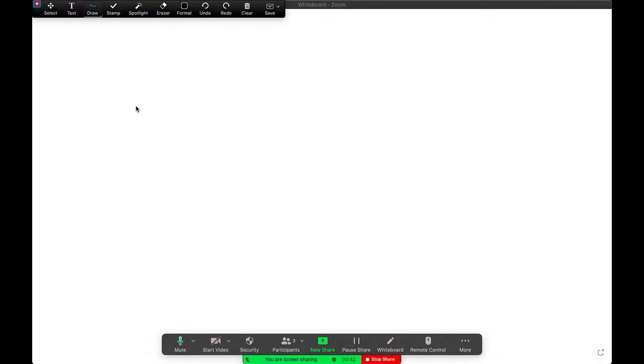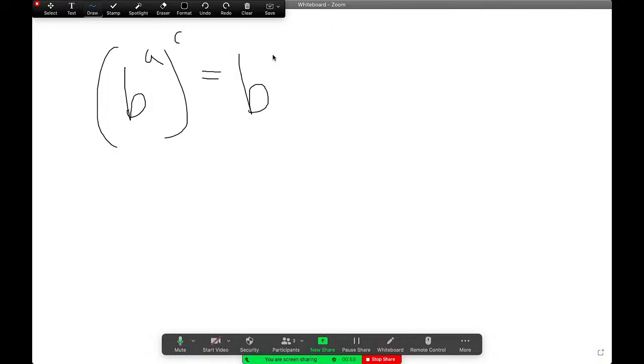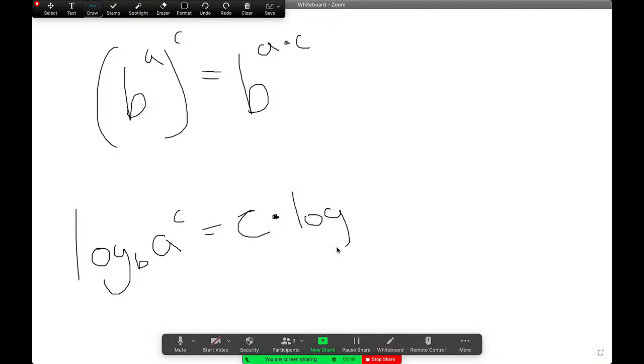So basically we have b to the power of a to the power of c is equal to b to the power of a times c. So let's look at the corresponding log property of this. So we have log base b of a to the power of c. This is basically the same thing as c times log base b of a.